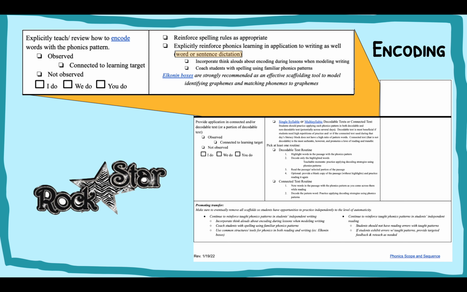Teachers were doing an excellent job of presenting that word, having students say the word with them, stretching out the sounds, and then writing those sounds using the appropriate graphemes. You can continue to use Elkonin boxes to reinforce those spelling patterns. And really the only thing to highlight from this section is that it does mention explicitly reinforcing phonics learning in writing in words as well as sentences.